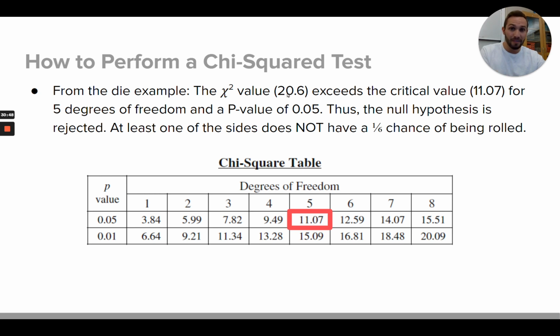I would say the chi-squared value exceeds the critical value for 5 degrees of freedom and a p-value of 0.05. So I'm telling them exactly where I'm looking, proving that I know exactly where I'm supposed to be looking. I'm looking at this critical value, and the chi-squared value that I calculated is greater than that critical value. Thus, that's my justification. Because of that, I'm going to say the null hypothesis is rejected. At least one of the sides, I don't know which side, but not all the sides have a 1/6 chance of being rolled. That's my conclusion here, because my null hypothesis is rejected.